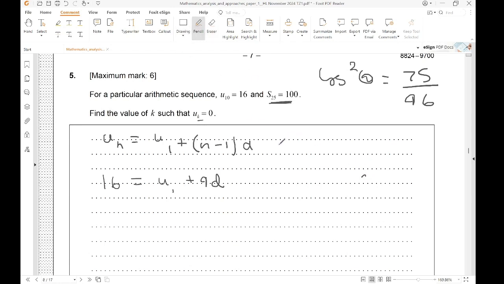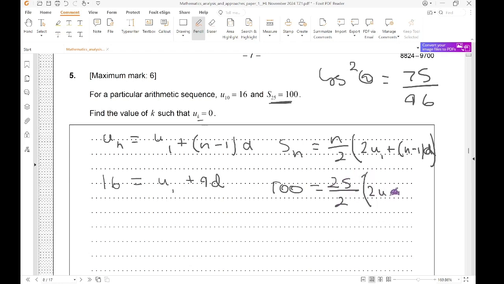So the formula that we have to use here instead is s of n is equal to n over 2 still times 2u1 plus n minus 1 times d. That is the formula we have to use here. So s of n, which is 100, is 25 over 2 times 2u1 plus 24d, because you're plugging in the values that you have over here. And then from here we can start to solve.